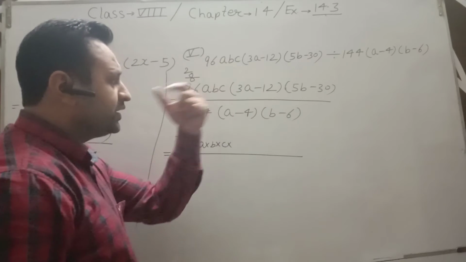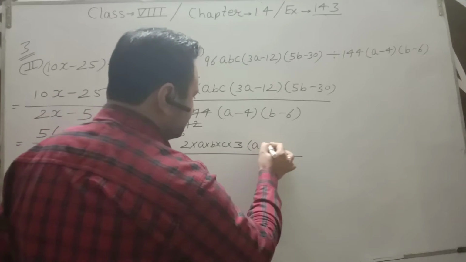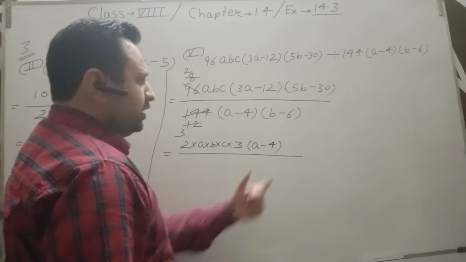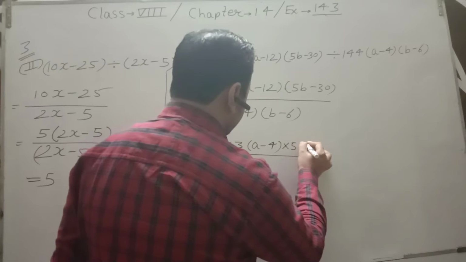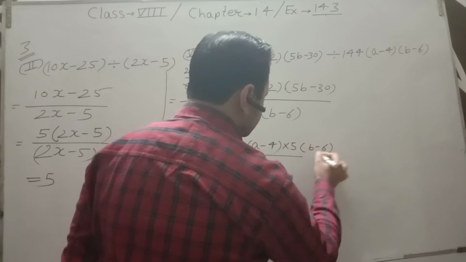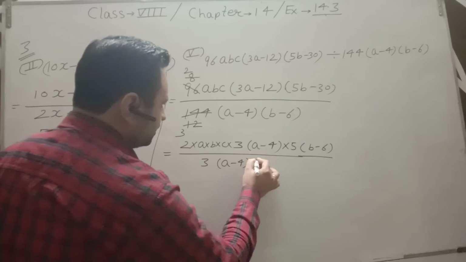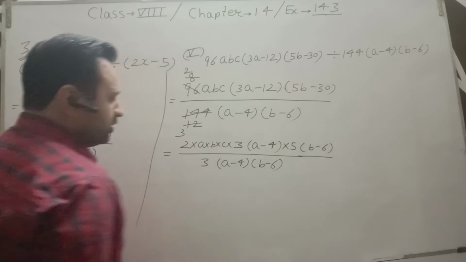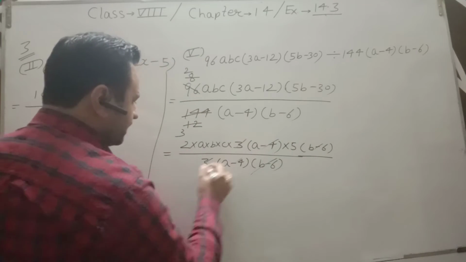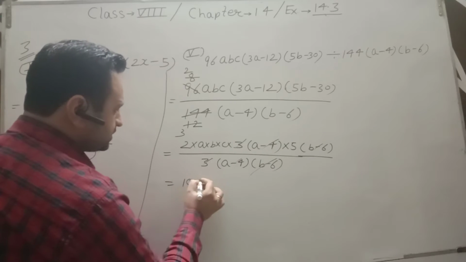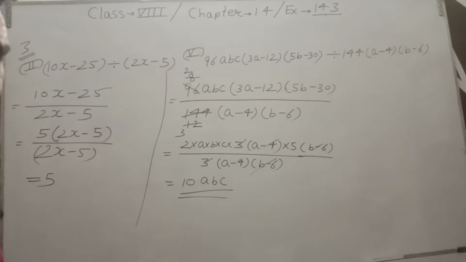In this binomial we can take 3 as a common factor, so we write 3 outside the bracket and a minus 4 inside. In this binomial we can take 5 as a common factor, so 5 into (b minus 6). In the denominator, 3 into (a minus 4) into (b minus 6). Now we observe that these two brackets cancel out and the 3 also cancels out. So the final answer is 10abc. So I hope the 5th part is also clear.